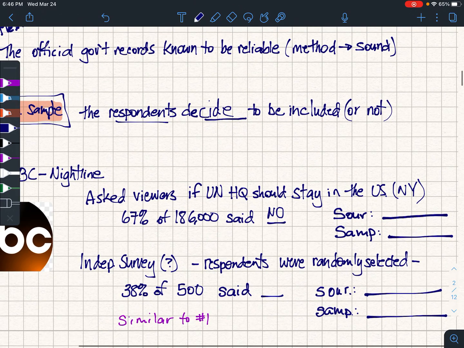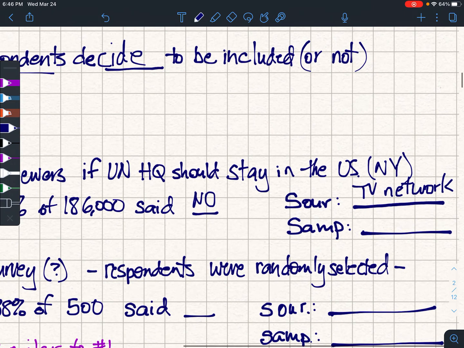Now, in this case, our source is a TV network. Is that a good source to be using? Well, TV networks work on the principle of eyeballs watching them, and so they want controversy, right? So if only 2% of the people said no, they're not going to run this program. So I'm not sure that they're the best people to be gathering this type of data.